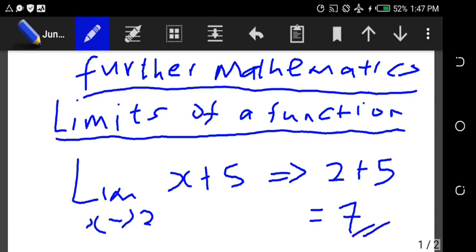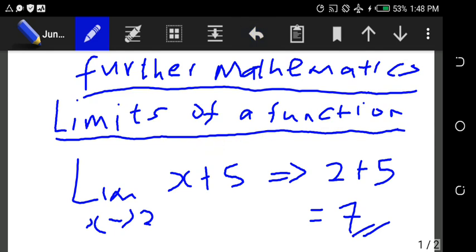2 plus 5 is equal to 7. Therefore, the value of this function x plus 5 as x approaches 2 is 7. In other words, this function x plus 5 cannot have a value more than 7 as x approaches 2. All right, let's try to look at it. If we should assume the value of x to be say 1, then 1 plus 5 will give us 6, which is not more than the 7 that we already have here.